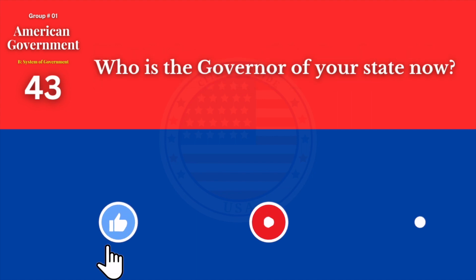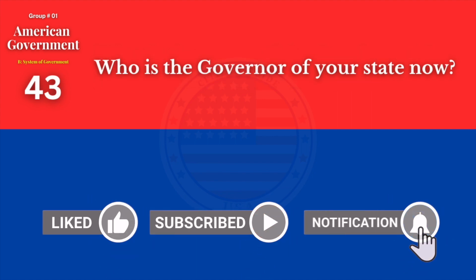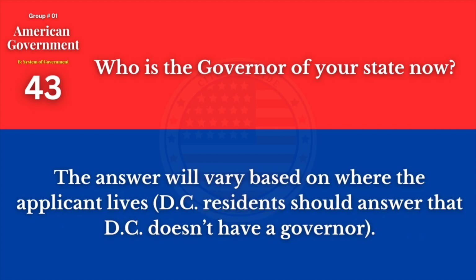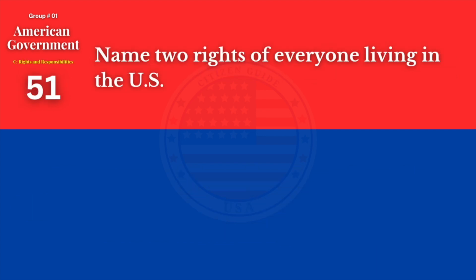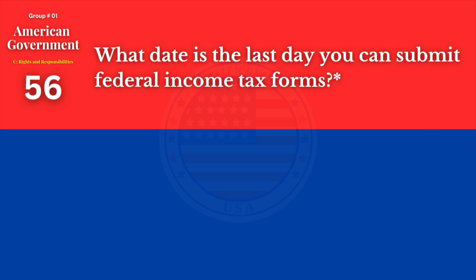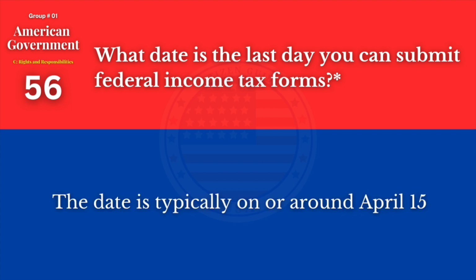Who is the governor of your state now? The answer will vary based on where the applicant lives. D.C. residents should answer that D.C. doesn't have a governor. Name two rights of everyone living in the U.S. Freedom of speech, freedom of religion. What date is the last day you can submit federal income tax forms? The date is typically on or around April 15th.